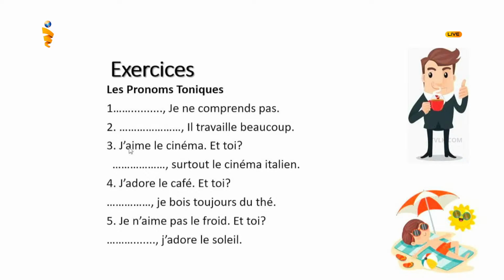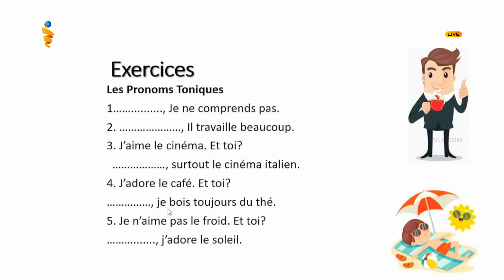And look at the answer given. Si, j'aime le cinéma italien. So you can understand the answer is also in the positive form. Especially Italian cinema. So you have to give the answer in a positive way. J'aime le cinéma et toi? So you have to say moi aussi, surtout le cinéma italien.